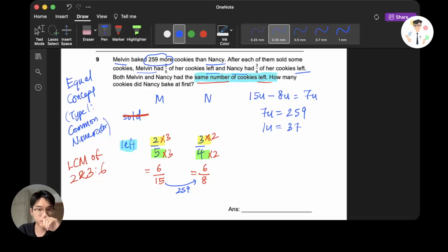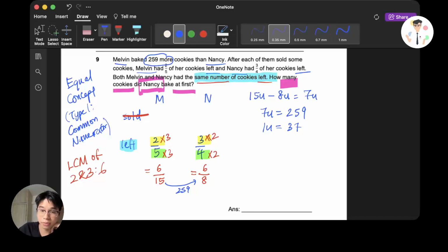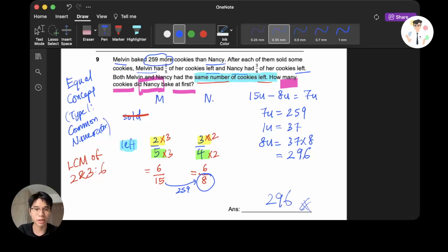And once you write 1 unit is equal to what, everything is simple. But let's look at the last part. What does the question want now? How many cookies did Nancy bake at first? Again, I'm looking for who? Nancy. So you are supposed to find Nancy. Nancy's total is 8 units. So 8 units is equal to 37 times 8, which is 296. Yes, the final answer is 296, and you are done.